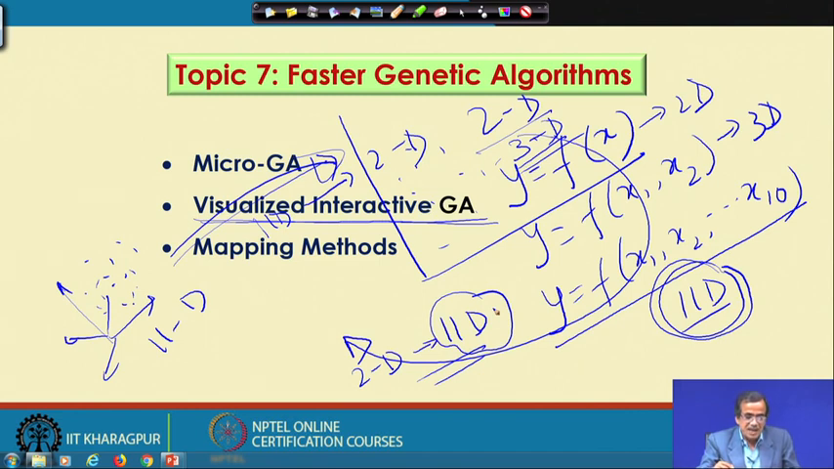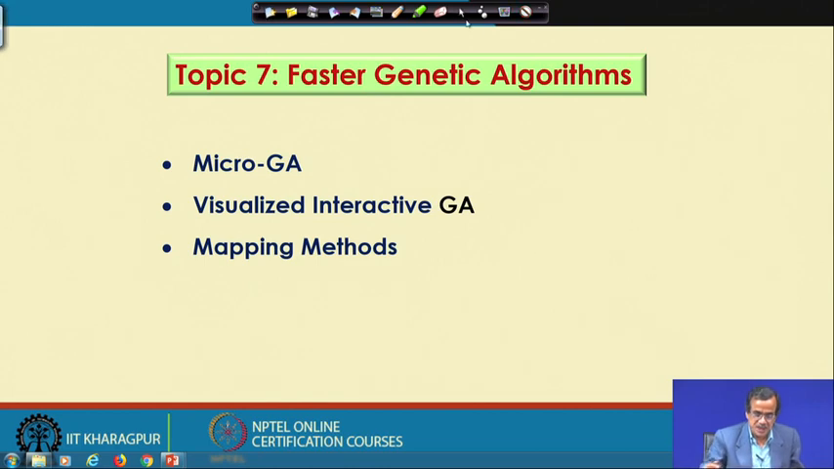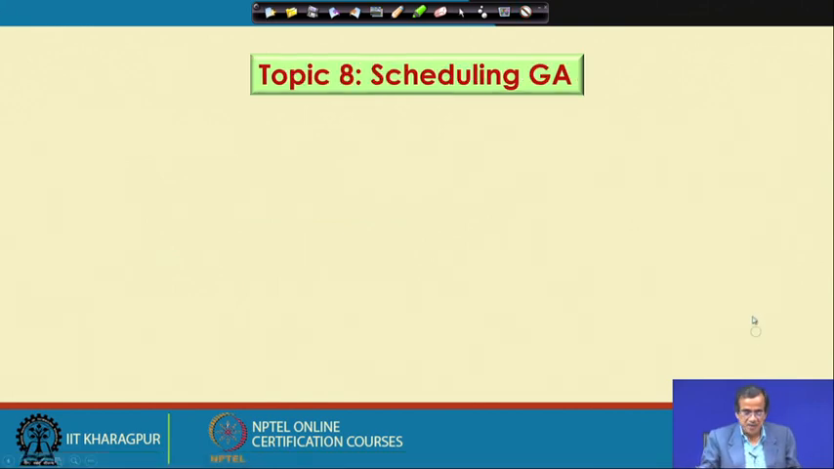And this visualized interactive genetic algorithm is supposed to be faster compared to the ordinary genetic algorithm, because some problem information to decide the most appropriate search direction is given to the GA in the form of intelligence by the user. So there is a possibility that visualized interactive GA will be faster, and we have seen that this particular GA is found to be faster. However, its performance depends on the objective function, and this is found to be function dependent.